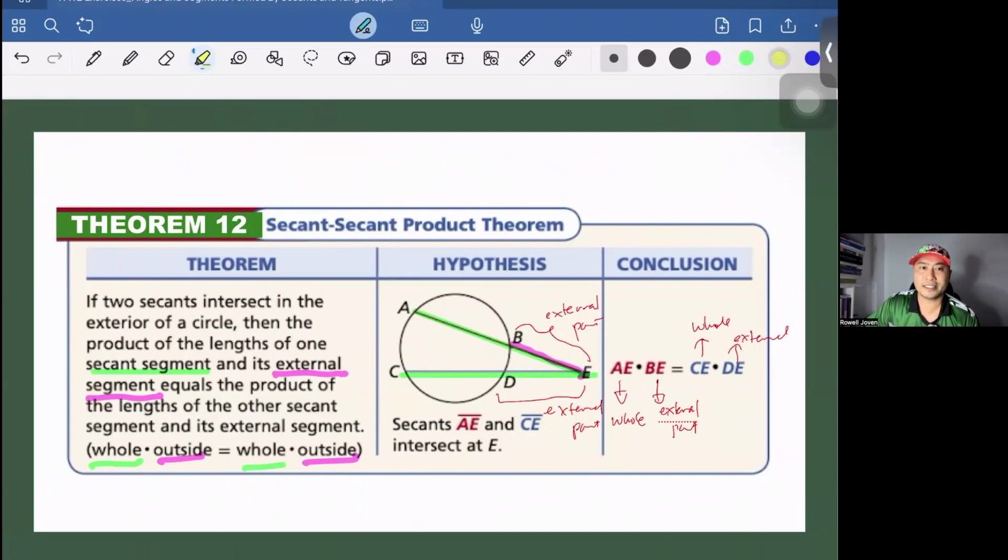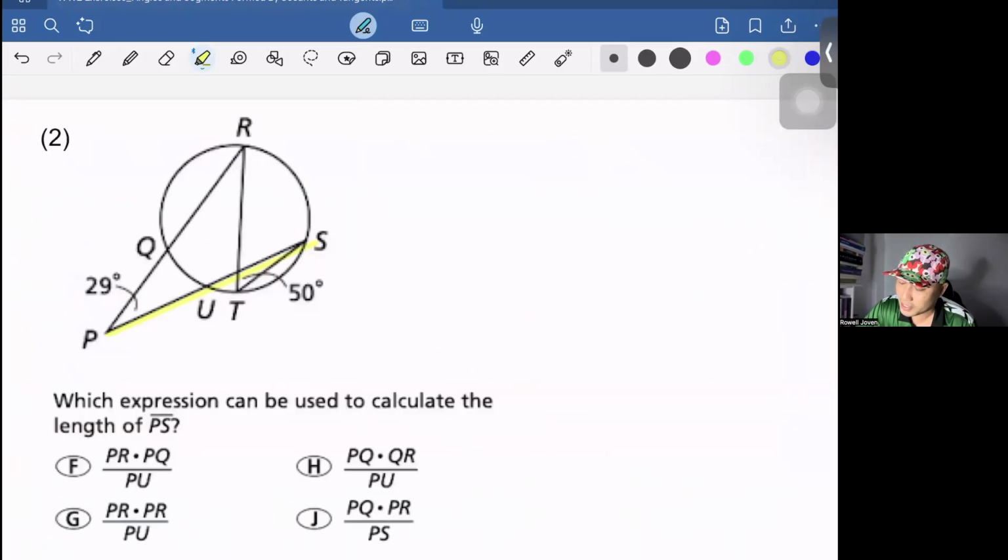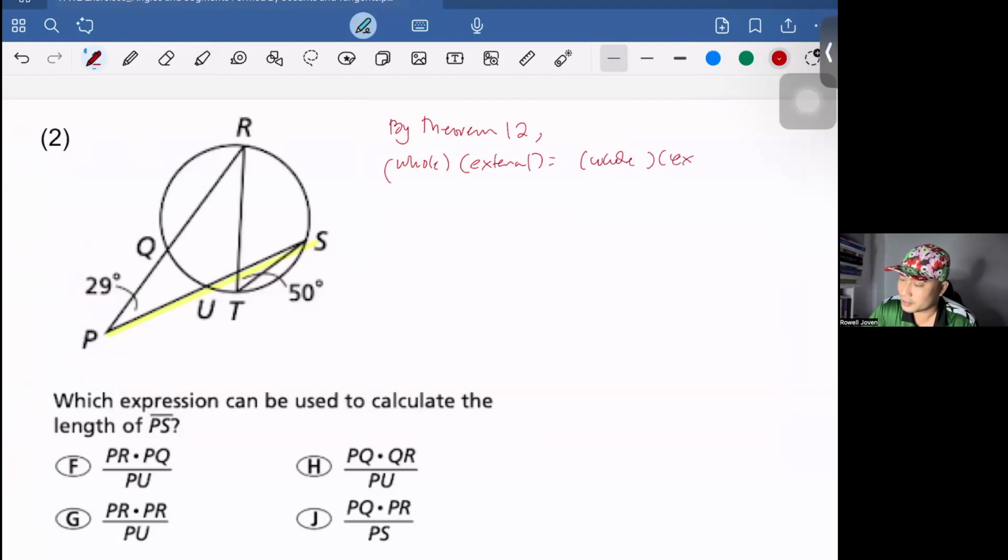If two secants intersect in the exterior of the circle, then the product of the length of one secant segment and its external part is equal to the product of the length of the other secant segment and its external part. So we just use theorem 12 to get the correct result. So let's now write, by theorem 12, what's the relationship? Whole secant segment times external is always whole times external.